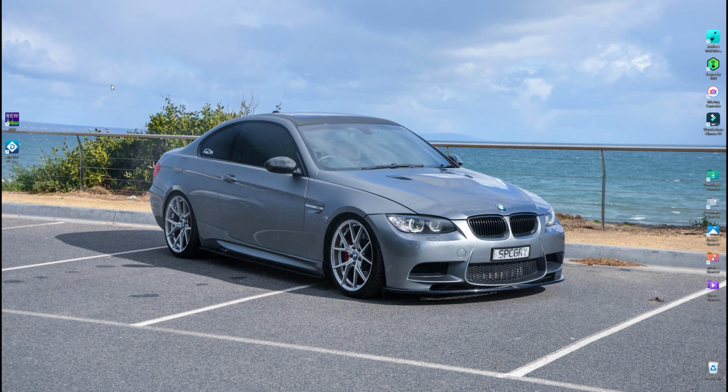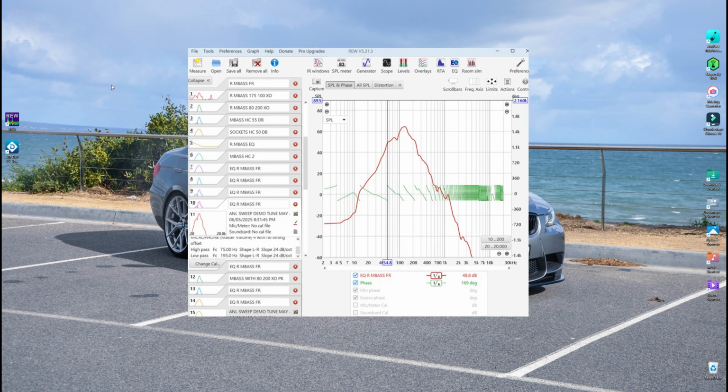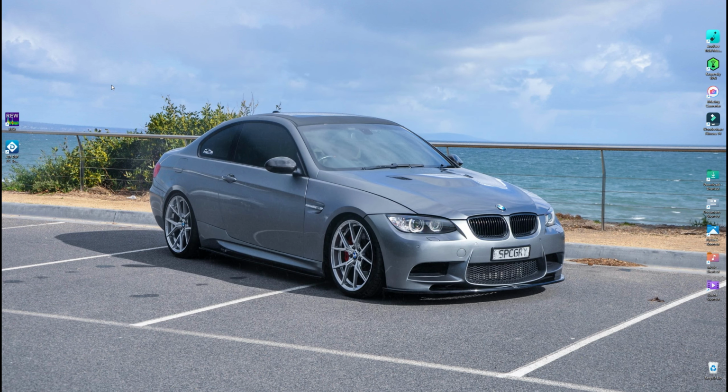Well, with a microphone and software like REW, it is entirely possible to get a great tune. That's if you understand what the measurements and the information being displayed in REW mean. So let's talk about how to take what we've just learnt about the physics of sound and translate it into the world of Room EQ Wizard.